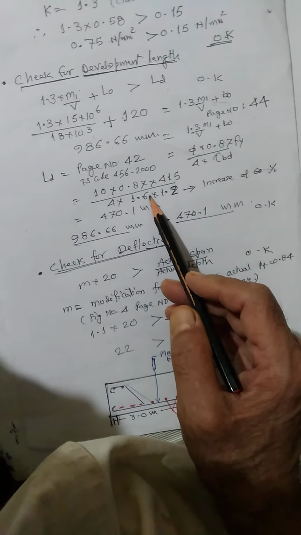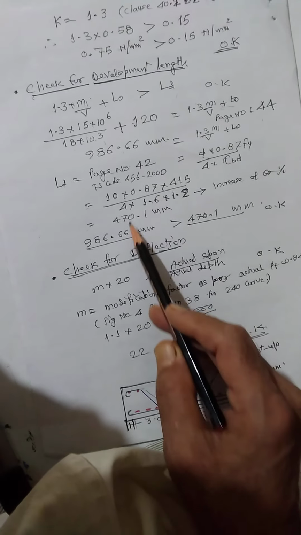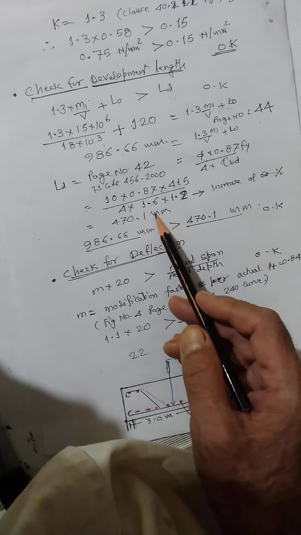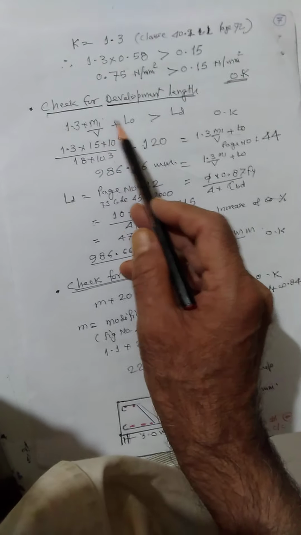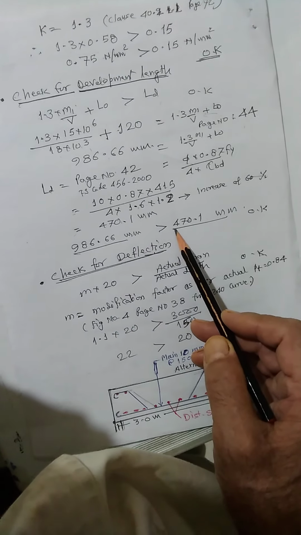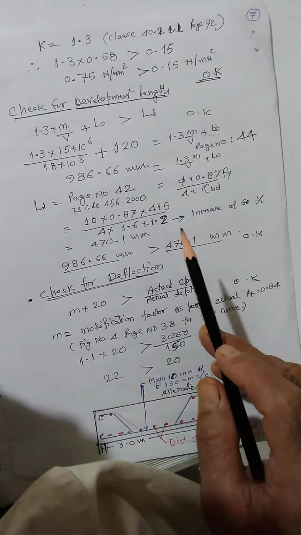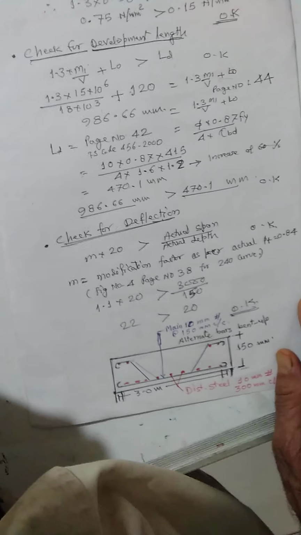LD, this formula which is already given over here, it is to be increased by 60%. That's why 1.2 is to be increased by 1.6. It is 470.1 mm. Now we have to see under any circumstances this should always be greater than this. So 986 is greater than this. We can say our design is safe. Now last check, let's check for deflection.